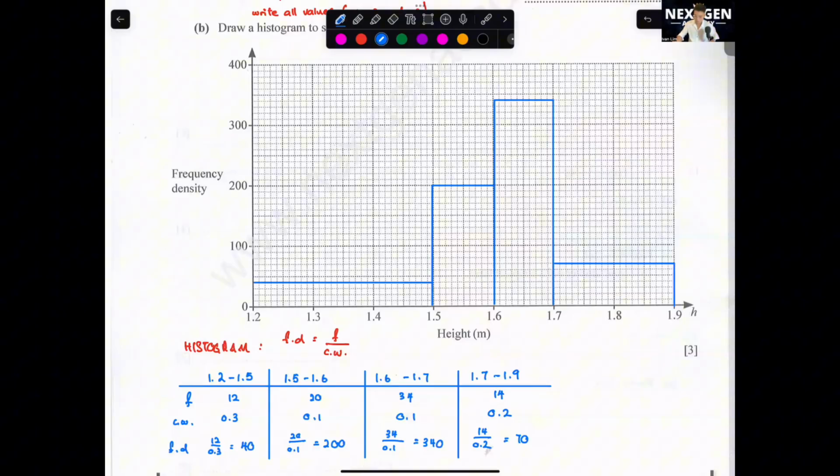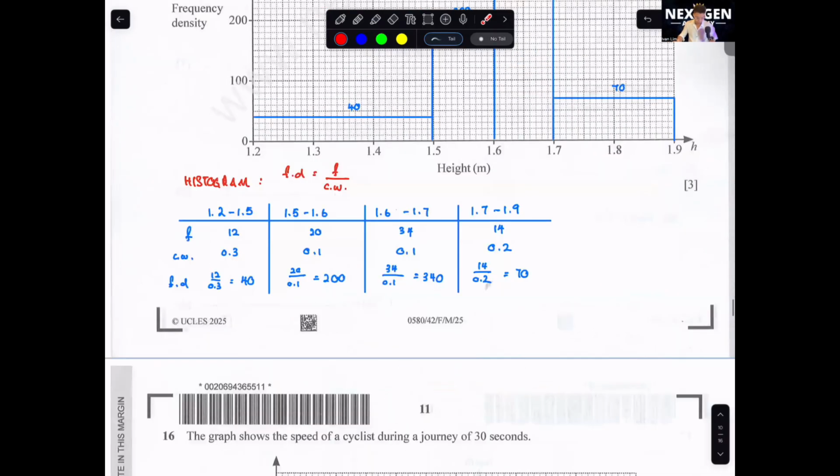Double check this. Sometimes what I do also, to double check, I put the value on top again. 40, 200, 340. Just double check your values. Okay, no issue. This is a common statistics question. So I think master all of this, most likely this type of question will come out also. Let's go to question 16.